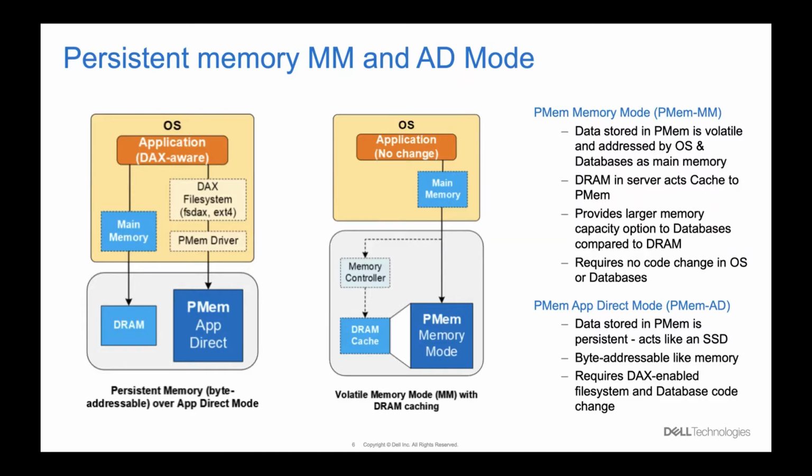And in contrast, with persistent memory in app direct mode, applications have to be aware of PMem, and there is a special DAX file system which has to be supported by the OS. And in this case, the application is able to manage whether it wants to put data in memory, which is faster, or in persistent memory, which is slower but still faster than normal SSD or HDD.